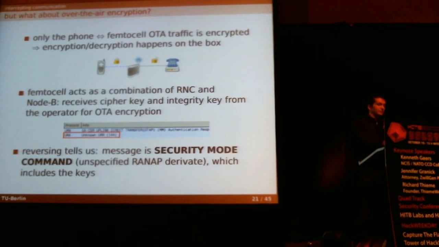To establish this encrypted communication, you have to get the keys from the operator. And here the operator is just sending an unknown message, which, because it's not specified in the standards, it's a security mode command. So he sends the key and says, okay, you can cipher the communication between the telephone and the femtocell using this key, this credential, and that's how you also do the mutual authentication. So you can also use this one to decode the over-the-air traffic and the over-the-air communication. That's the only one encrypted, and that's why we can also intercept it.